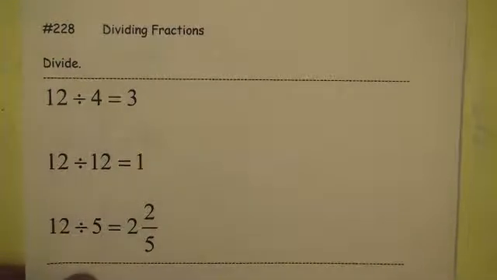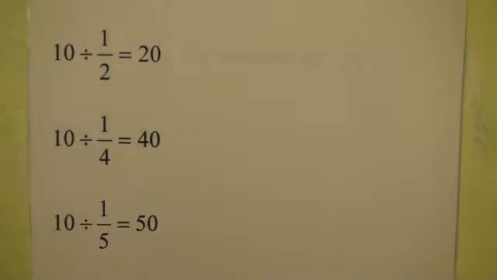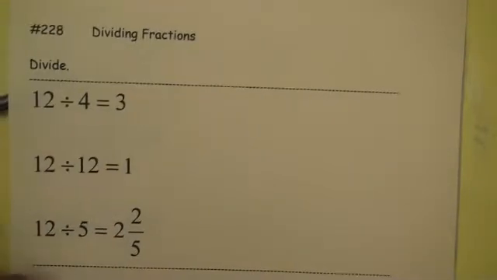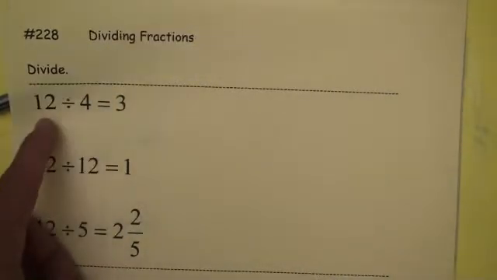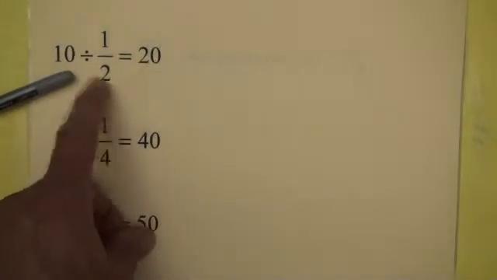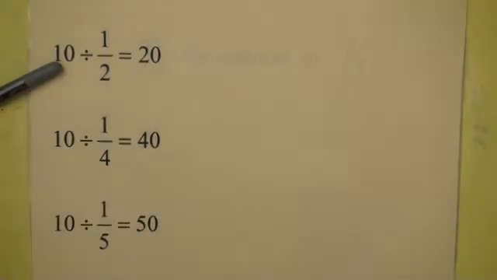Well, let's take a look at 10 divided by a half. Divided not in half, but divided by a half. In other words, you have to think about this the same way we thought of this. How many times does 4 go into 12? 3 times. How many times does 50 cents go into $10? 20 times. All right. How many times does 25 cents go into $10?